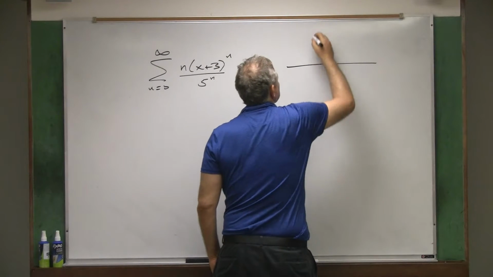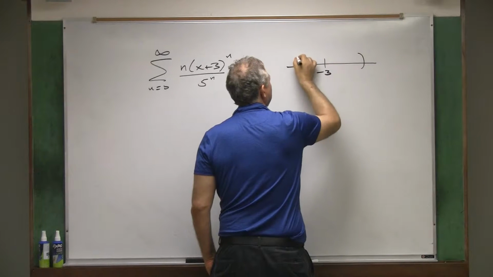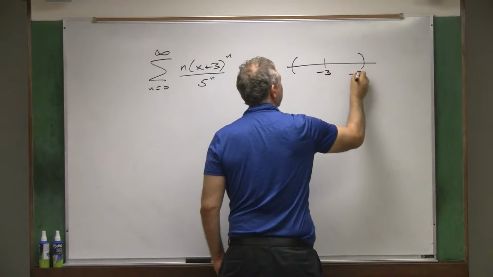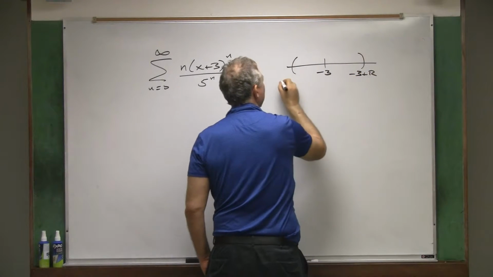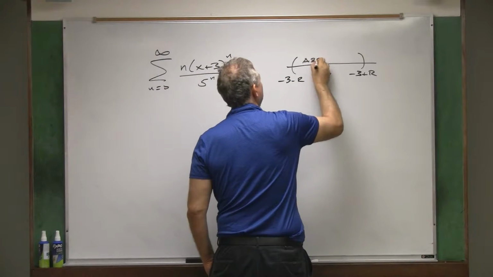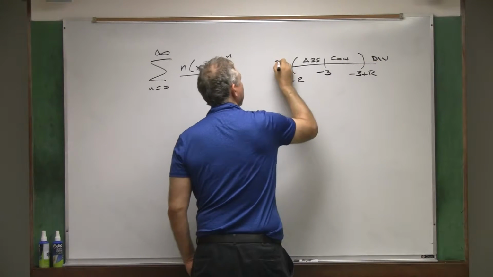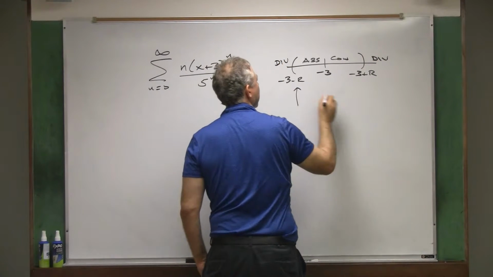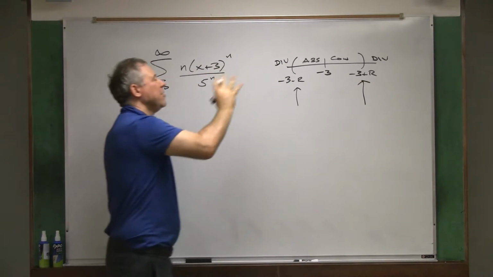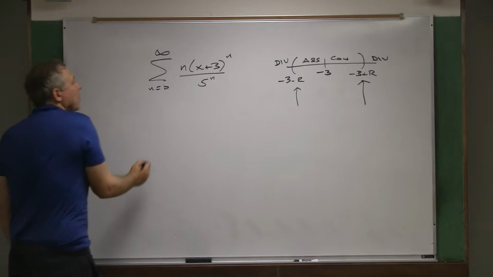And so we're going to expect that there's some radius about -3, where between -3 plus r and -3 minus r, inside here, we're going to get absolute convergence. We're going to get divergence out here. And then we have to check. So you can already see that's probably where we're going in this problem, but we have to see.